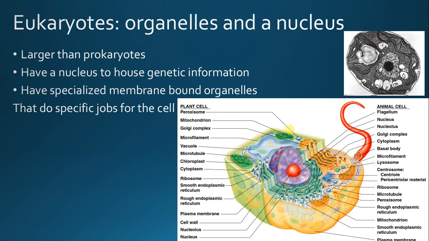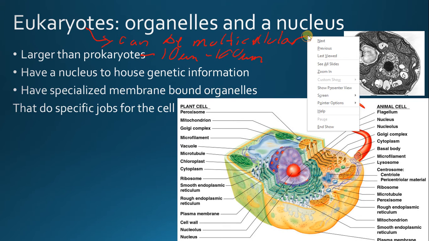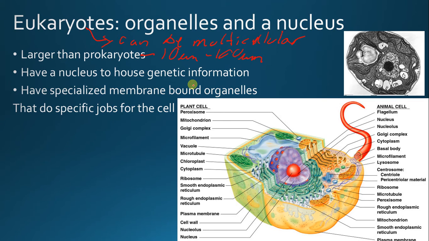All right, eukaryotes are larger than prokaryotes. They're between 10 micrometers and 100 micrometers. And they can be multicellular. Prokaryotes, by definition, are not multicellular. Here's a good picture of a eukaryote. You can see it has a nucleus. This is where the DNA is found.